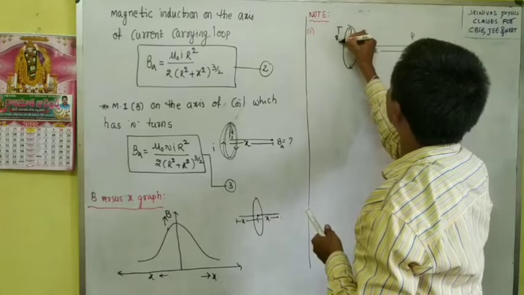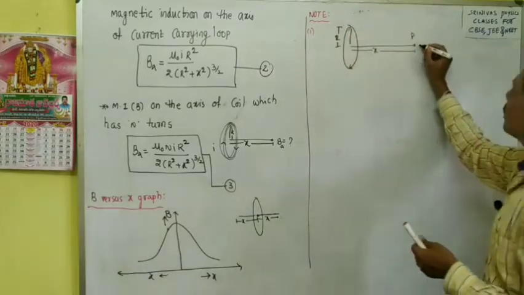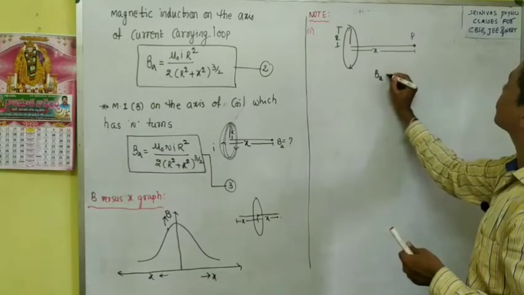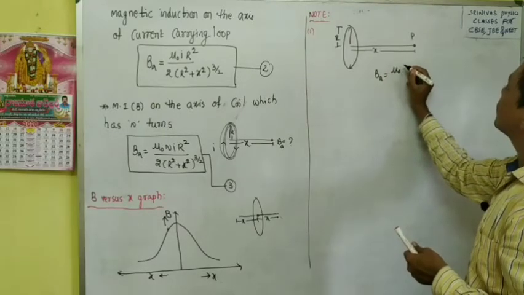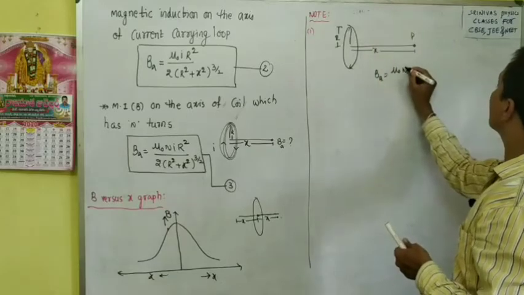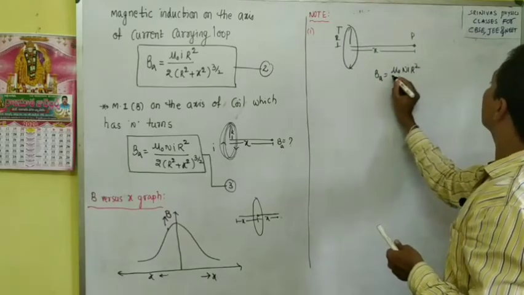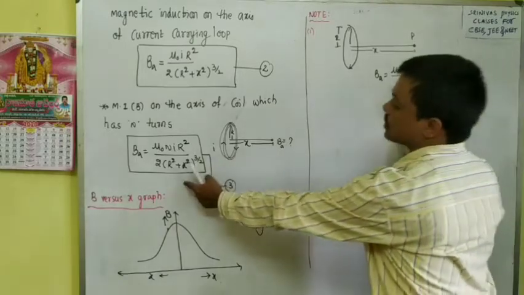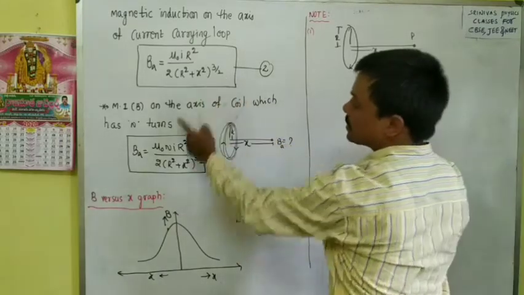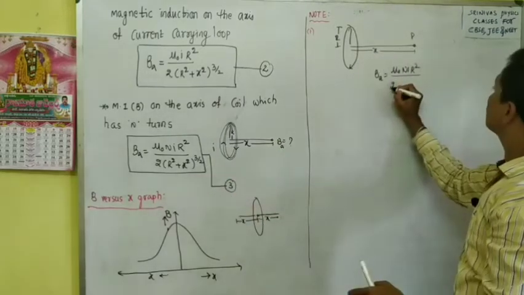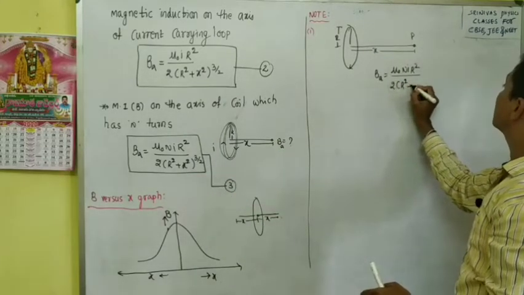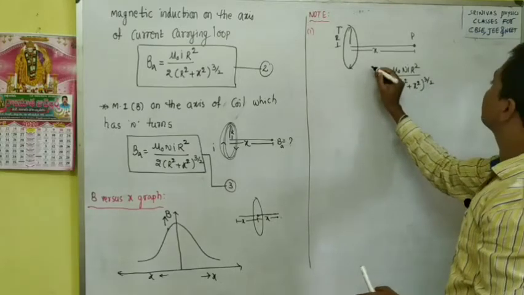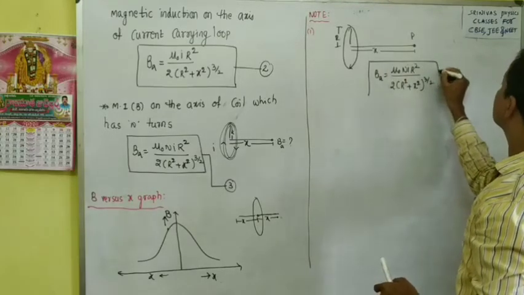Then how to find out the magnetic induction? Already we know the magnetic induction formula on the axis. If it has n turns, then mu naught N i R square by 2 of R square plus X square whole power 3 by 2. This we derived. This is for 1 turn, this is for n turns. Right. Then what is its direction?